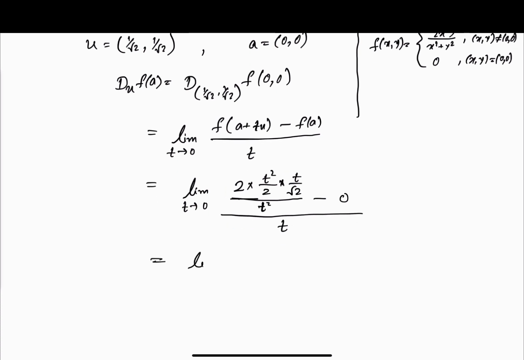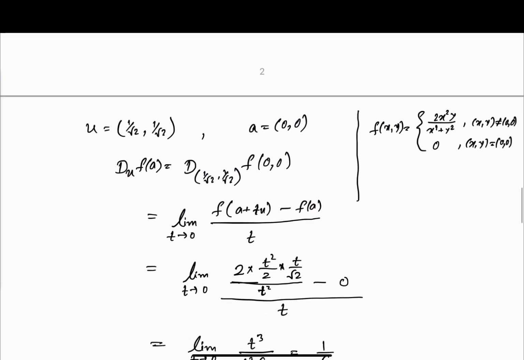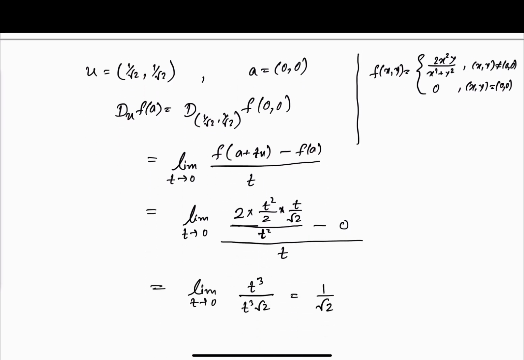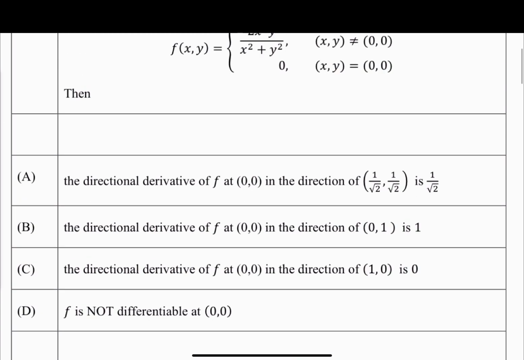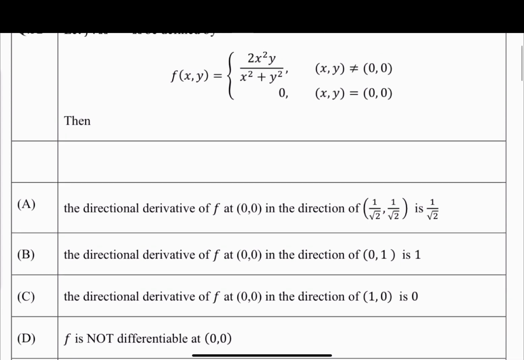If you solve this, the limit as t tends to 0 is basically t³ over t³√2, so it will cancel out. What we get is 1/√2. So the directional derivative of f at the point (0,0) in the direction (1/√2, 1/√2) is 1/√2. So this is option A, so option A is correct.